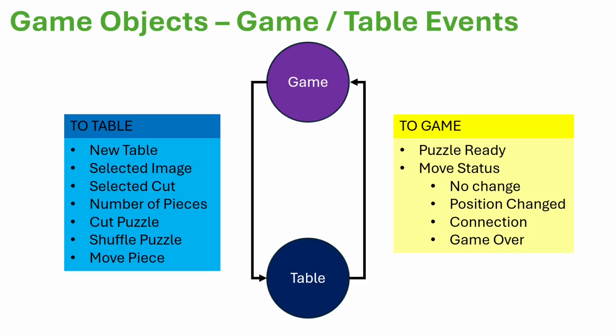Well, what if a piece connects up with another one? We need to tell the game that so that the game can report to the UI to do something real funky with it, like play a note or play something with it. And finally, if all the pieces are put together, the table needs to tell the game that, hey, the game is over with. There is nothing more for us to do. And that's really basically what the table is going to talk about with the game.